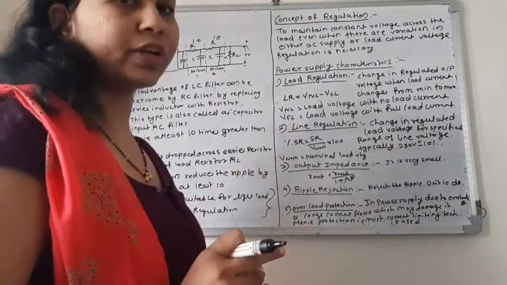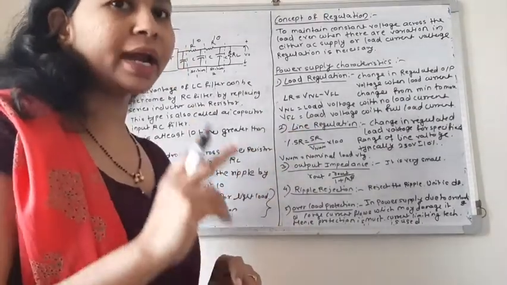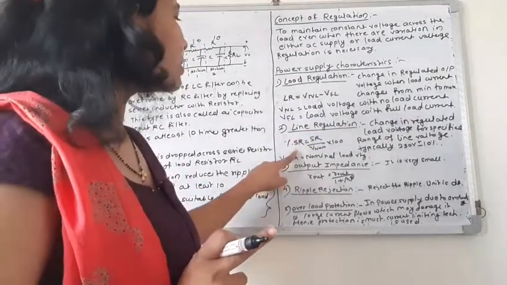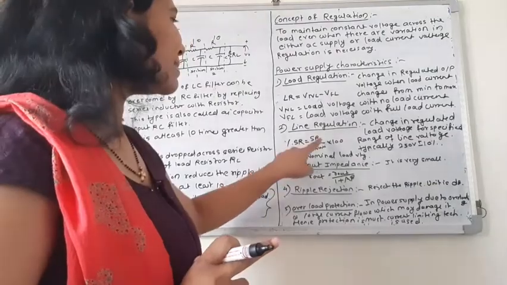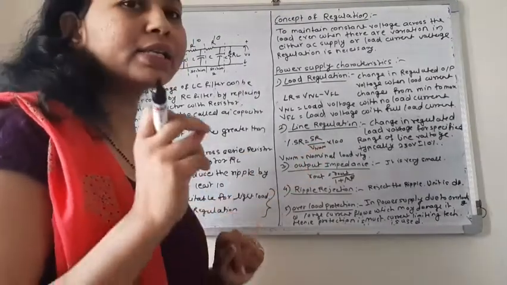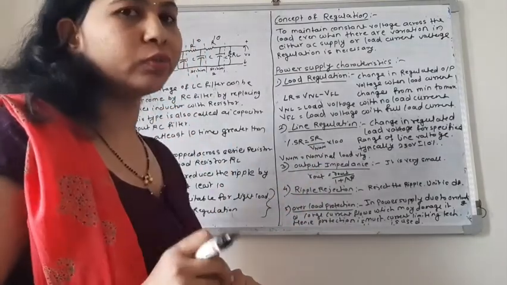This line regulation is also called source regulation, and hence we denote it by SR. So percent SR can be calculated as SR upon V norm into 100, where V norm is the nominal load voltage.